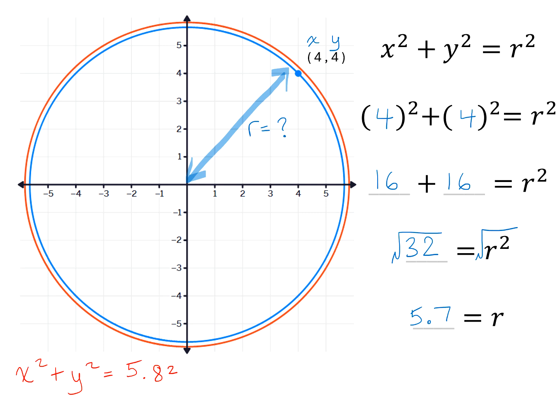If you recall, the equation of our red circle was x squared plus y squared equals 5.8 squared, which meant that the radius of the red circle was 5.8 units. And since a radius of 5.7 is clearly smaller than a radius of 5.8, that means the point lies inside the circle. And as we saw earlier, visually, that point is inside the red circle.